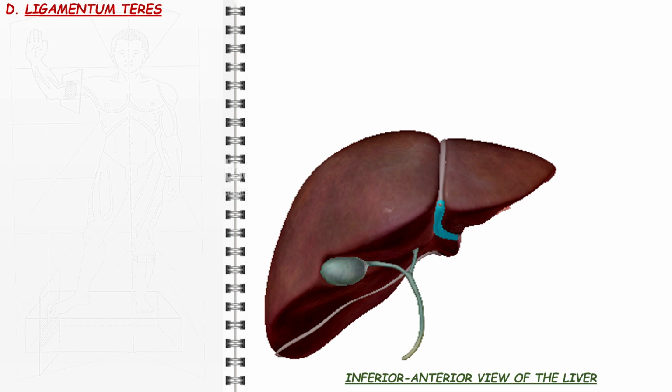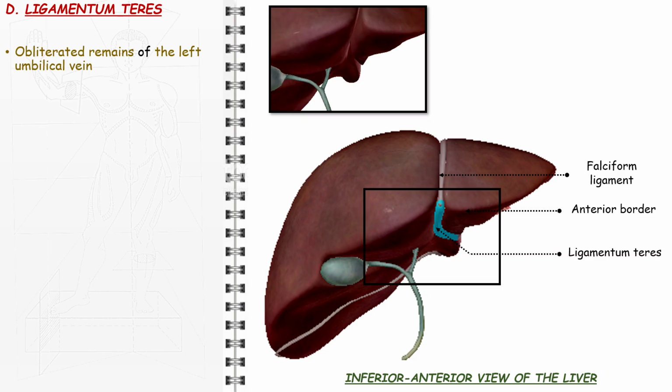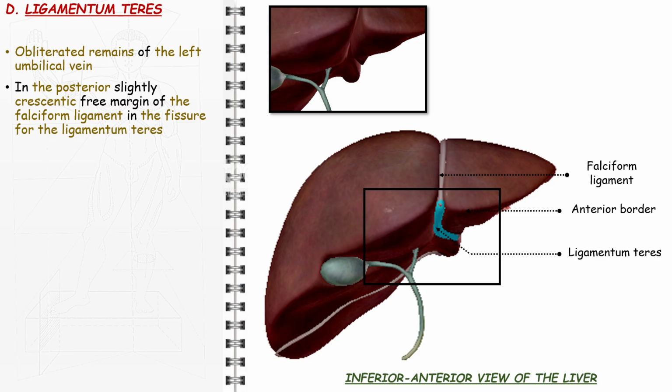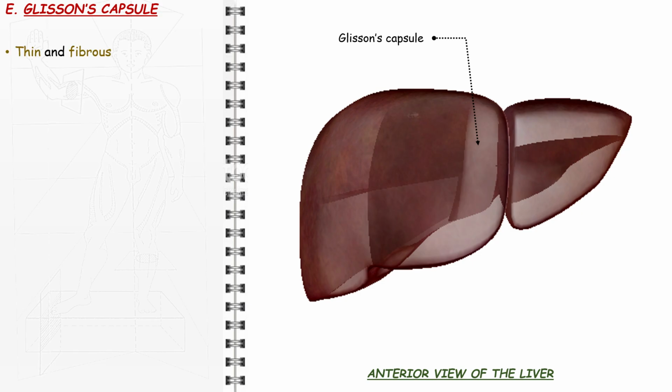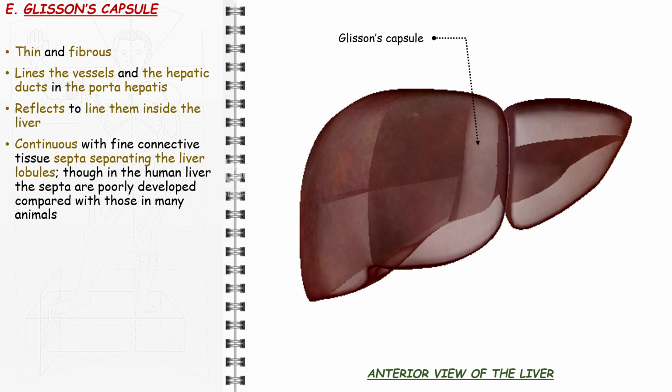The ligamentum teres represents the obliterated remains of the left umbilical vein. It lies in the posterior slightly crescentic free margin of the falciform ligament in the fissure for the ligamentum teres. Glisson's capsule is thin and fibrous. It lines the vessels and the hepatic ducts in the porta hepatis and reflects to line them inside the liver. The capsule is continuous with fine connective tissue septa separating the liver lobules, though in the human liver the septa are poorly developed compared with those in many animals.